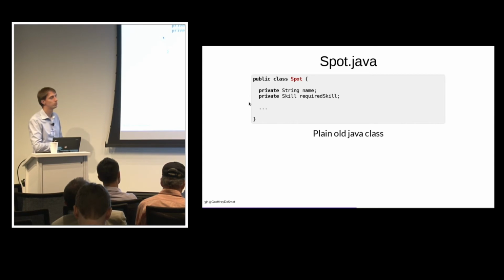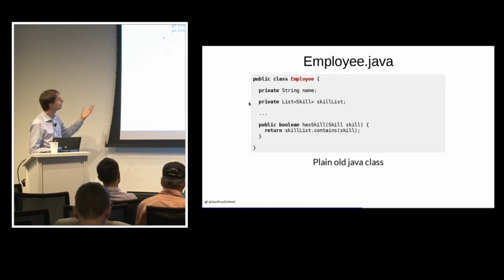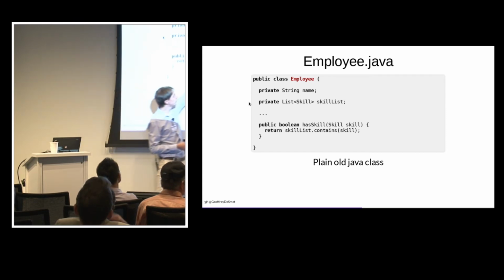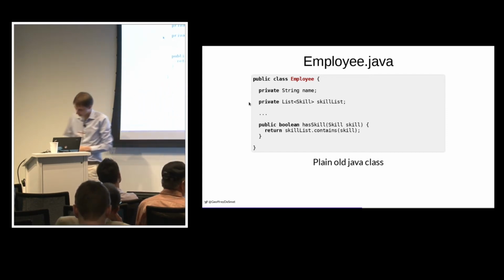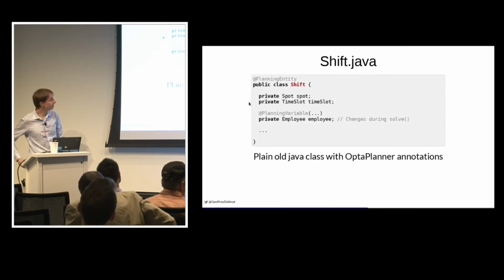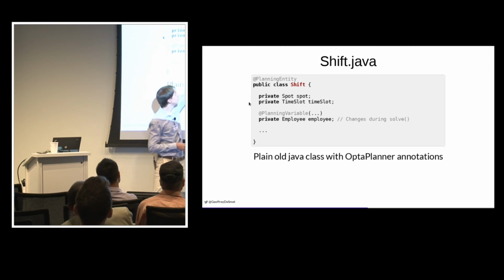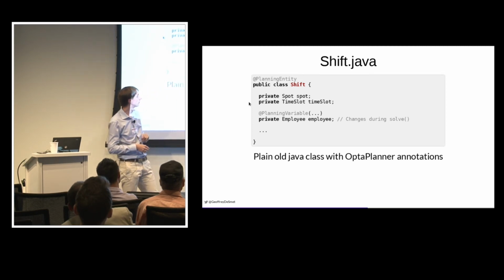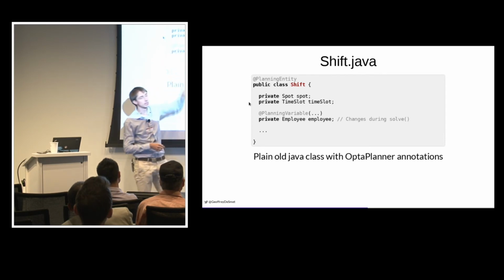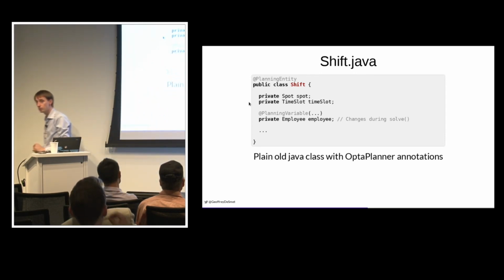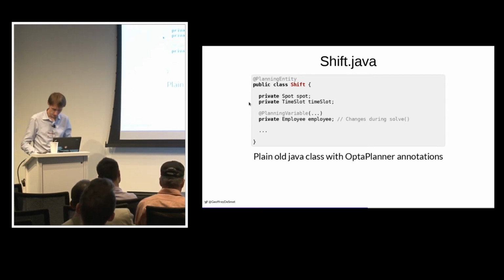Implementation-wise, if you look at these classes, these are just plain old Java classes. A class spot with a name and a required skill, an employee with a name and a list of skills, and you can see here we have some Java code, and we can reuse that later in the constraints and so forth. And then the shifting is where we had that special thing. There, what we have is the employee, which is a planning variable. So that's the thing that changes during solve. OptiPlanner needs to know about that, so you need to annotate that with @PlanningVariable annotation. It's kind of like Hibernate for the people who are familiar with that, like JPA actually. You just specify where OptiPlanner can do changes.